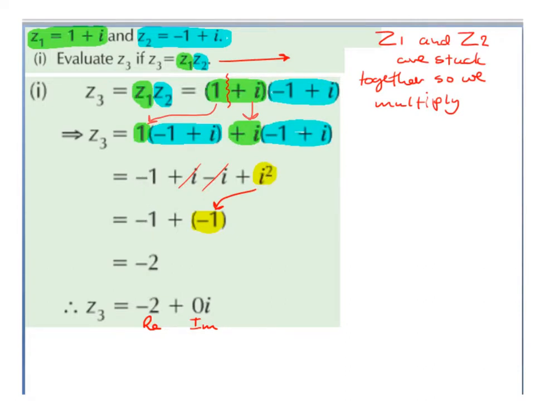We bring down the minus 1. Plus i minus i will cancel, and the i squared becomes minus 1 with brackets around it. And minus 1 plus minus 1 is minus 2. So z3 is minus 2 plus 0i. So the real part is minus 2, and since we had no part with an i left in it, we just say we have 0i.